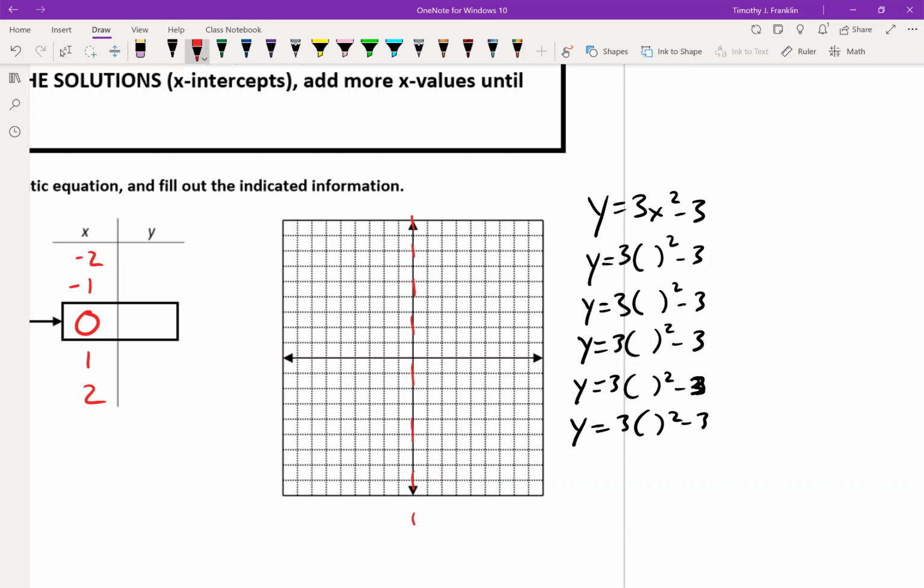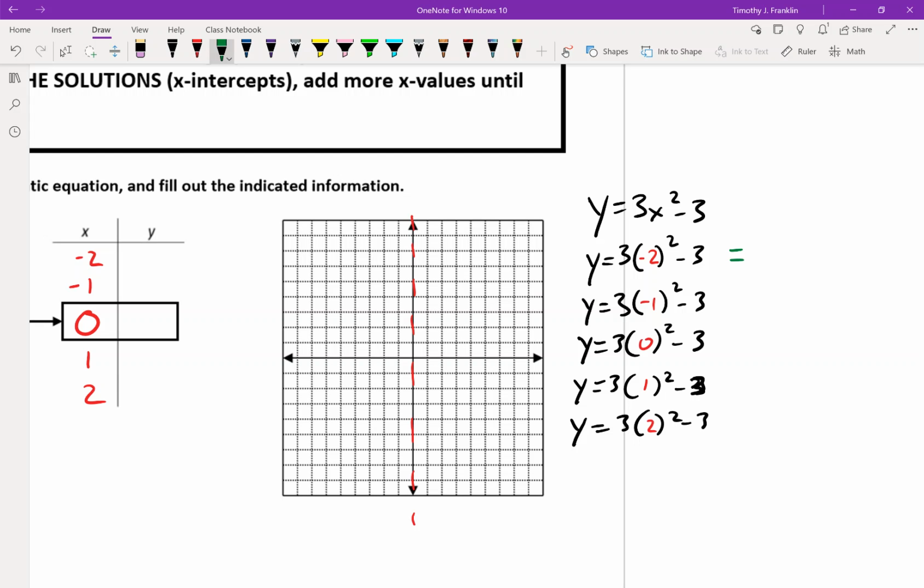So we have our equation, right? Y equals 3x squared minus 3. I'm going to plug in these 5 numbers. So first I'll do negative 2, then I'll do negative 1, 0, 1, and 2 for x, just like any t-chart you've ever filled out.